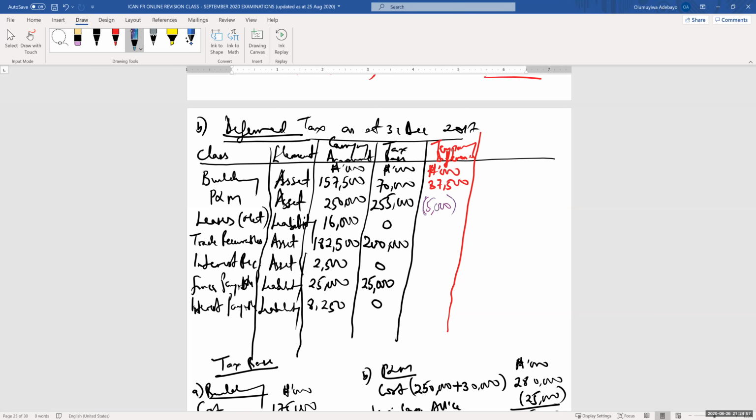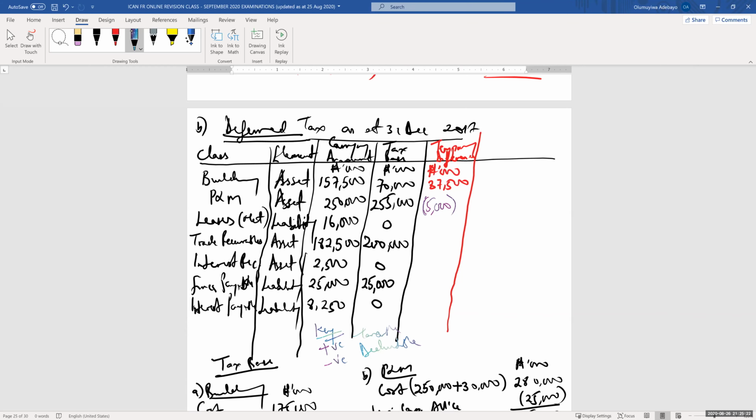Okay. Let me just put the key here. The key is: positive is taxable and negative is what? Deductible. Let's take notes.